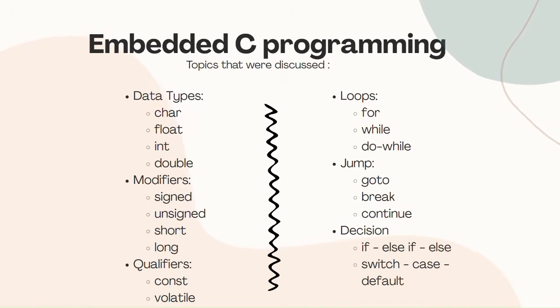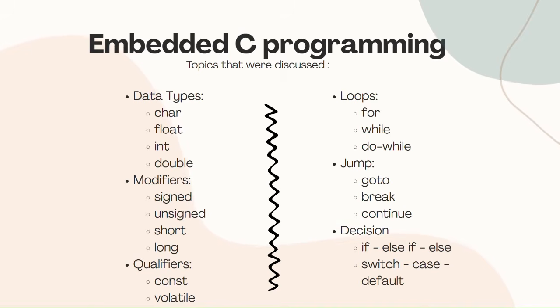Then we moved on to learning about modifiers, which are really important in embedded C programming. We learned the usage of various modifiers such as signed, unsigned, short, and long. And also, we learned about qualifiers such as const and volatile. Then we came to know about loops.